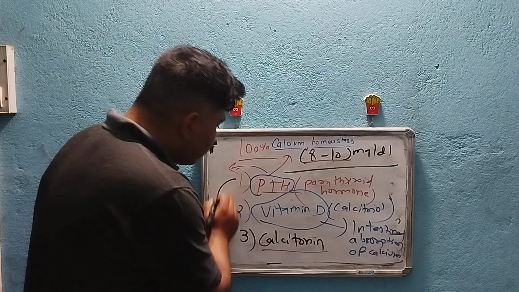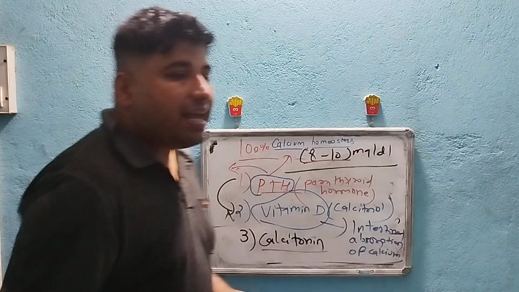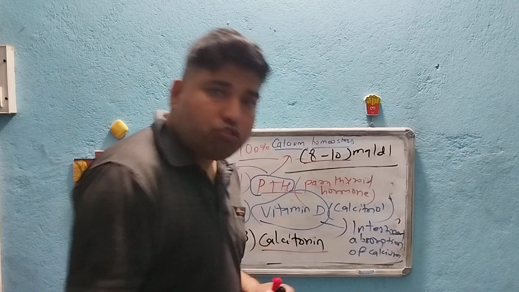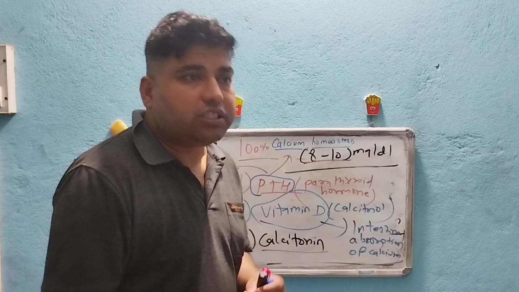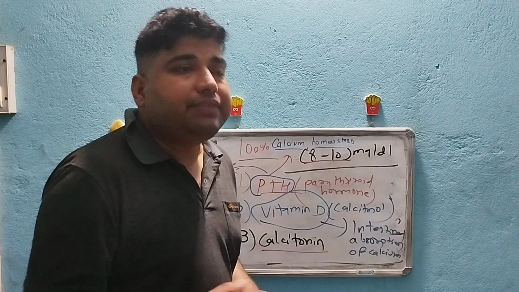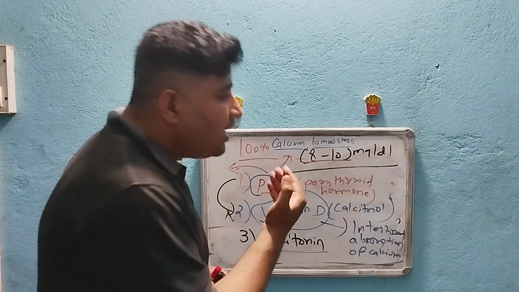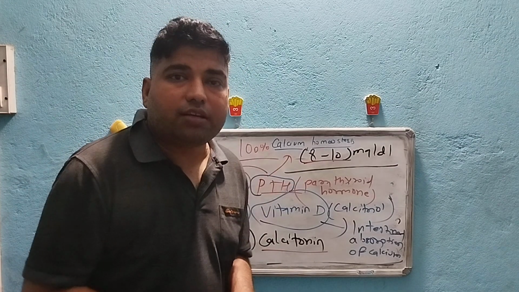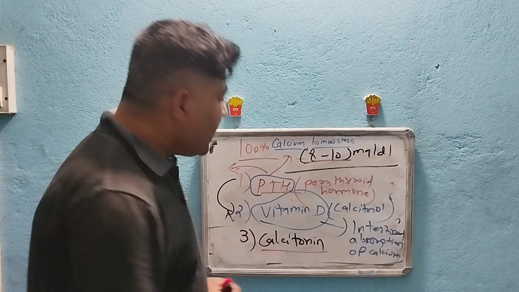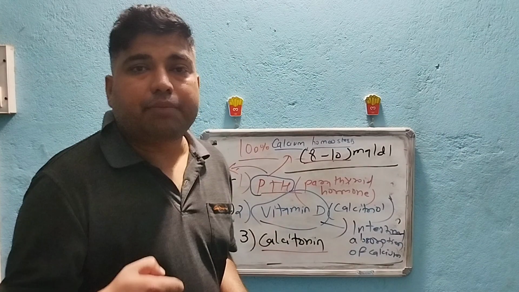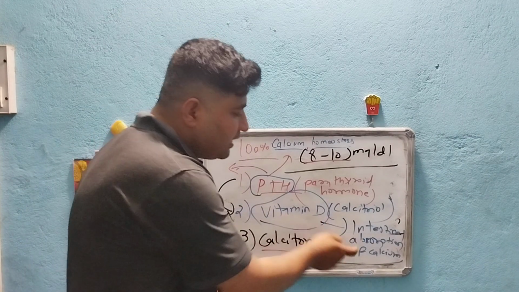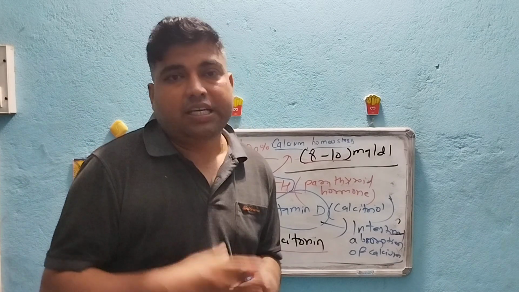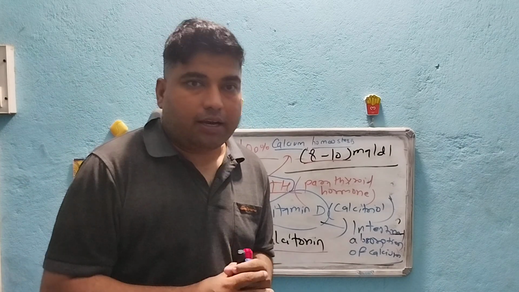The parathyroid hormone also activates the enzyme called 1 alpha hydroxylase that converts 25 hydroxyvitamin D into 1,25 dihydroxyvitamin D, which is the activated form of vitamin D. Then it also enhances the intestinal absorption of calcium from the gut.